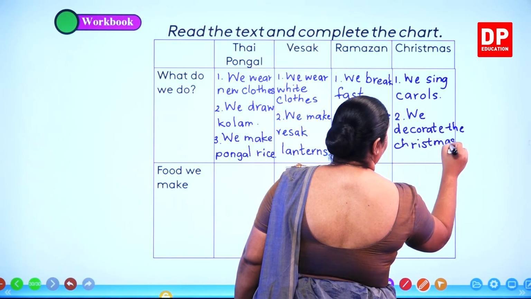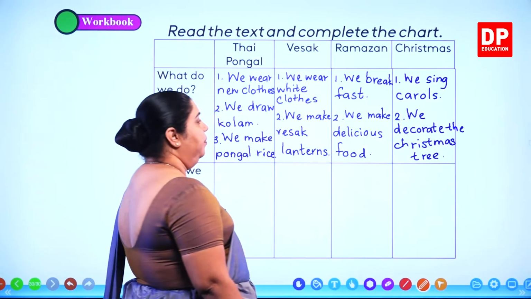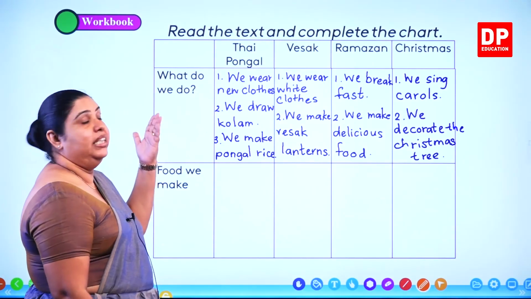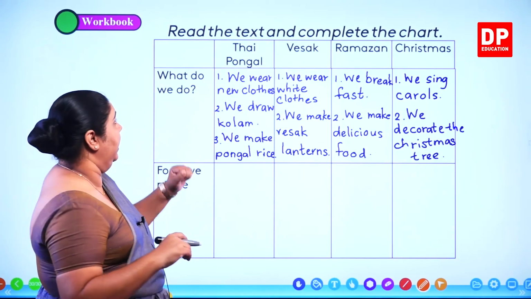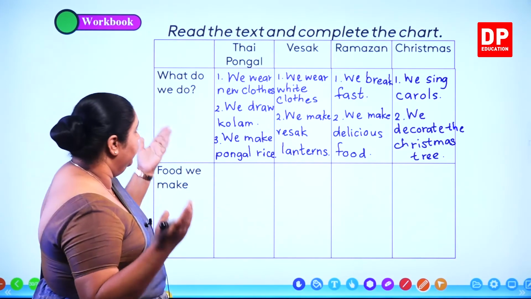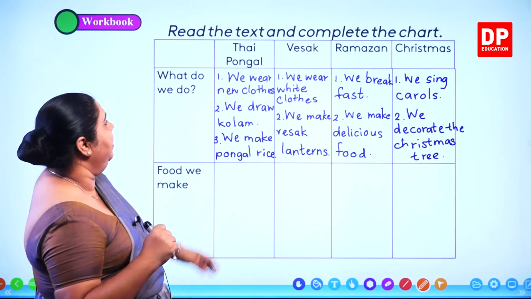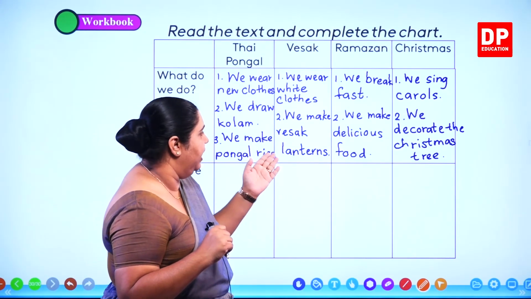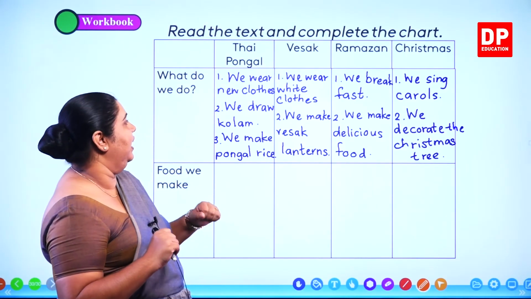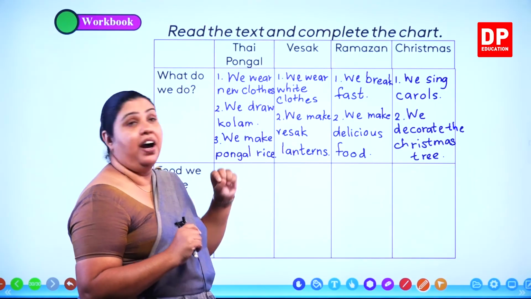We decorate the Christmas tree. Okay, right. Then the last column. Now, these are the things that we do once again. Now, what do we do on Thai Pongal Day? We wear new clothes. We draw kolam. We make Pongal rice. Then on Vesak Poya Day, we wear white clothes. We make Vesak lanterns. We observe Sil. That is an important thing. We break fast. Then Ramazan Day, we break fast.